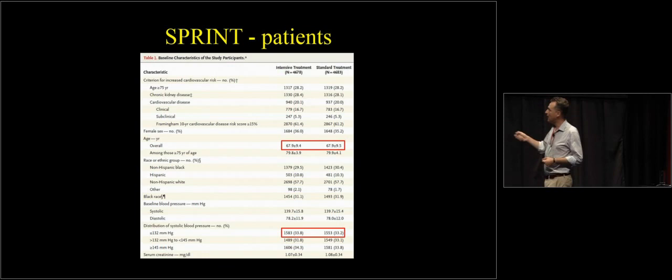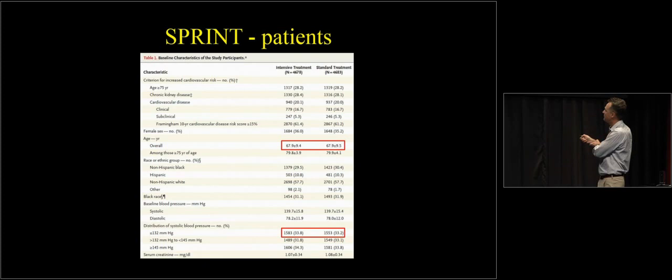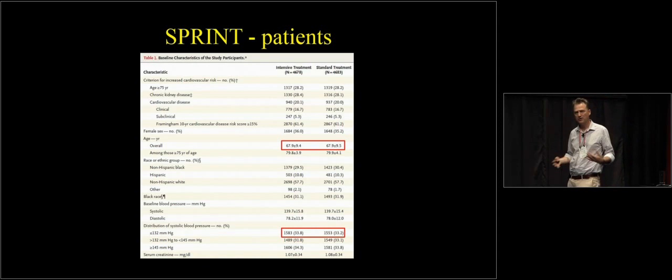So let's look at some of the demographics of the patients. They recruited a good age. The mean age was 68 in both groups, so they were older patients, and about a third of them were greater than 75, so that's very reasonable. What I would like to draw your attention to, though, is the fact that a third of patients in both arms had baseline opening blood pressures of below 132. And actually, 60% of patients had baseline blood pressures below 145 systolic, which we might consider pretty good.